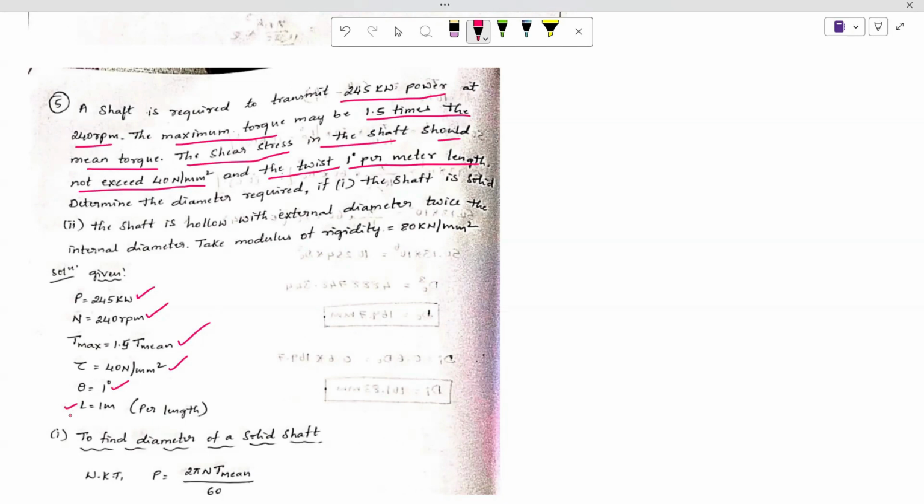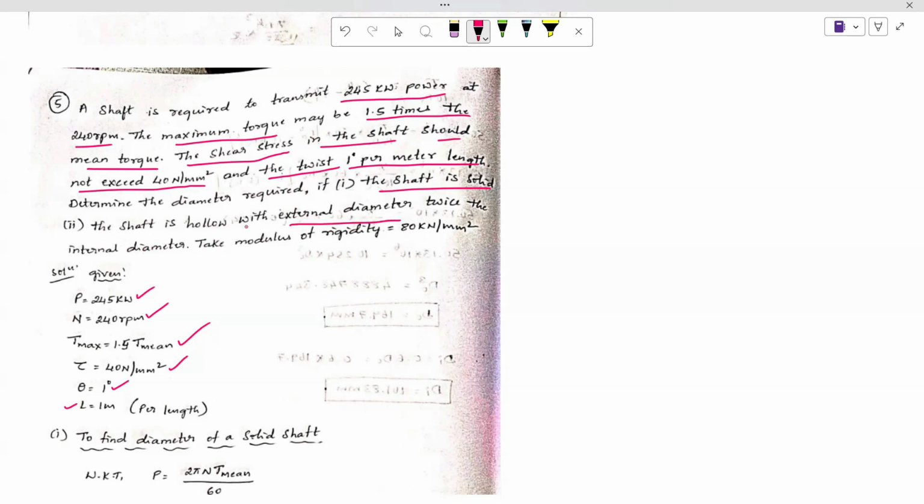The length is 1 meter. So the next one is to determine the diameter required. Determine the diameter required if the first condition is that the shaft is solid. So you need to find out the diameter of the solid shaft. That is the first condition.